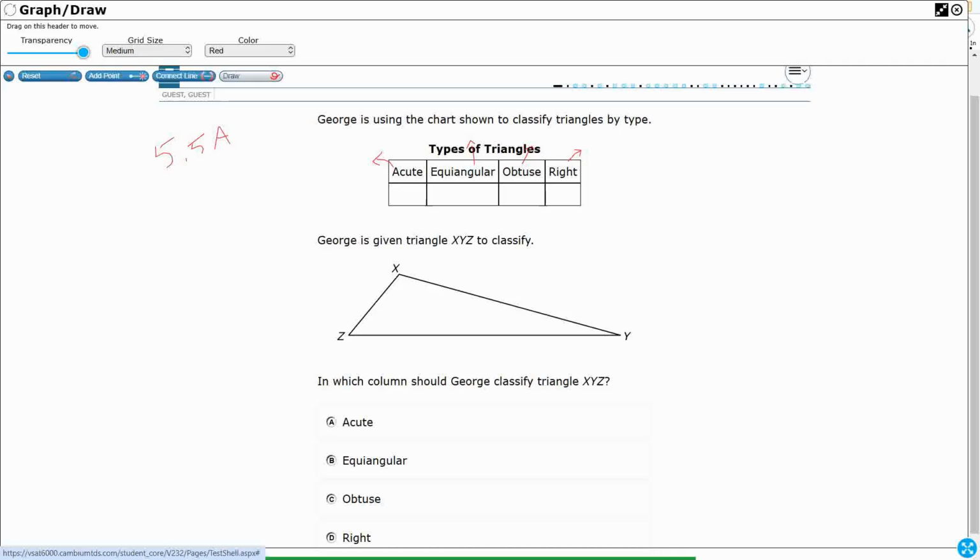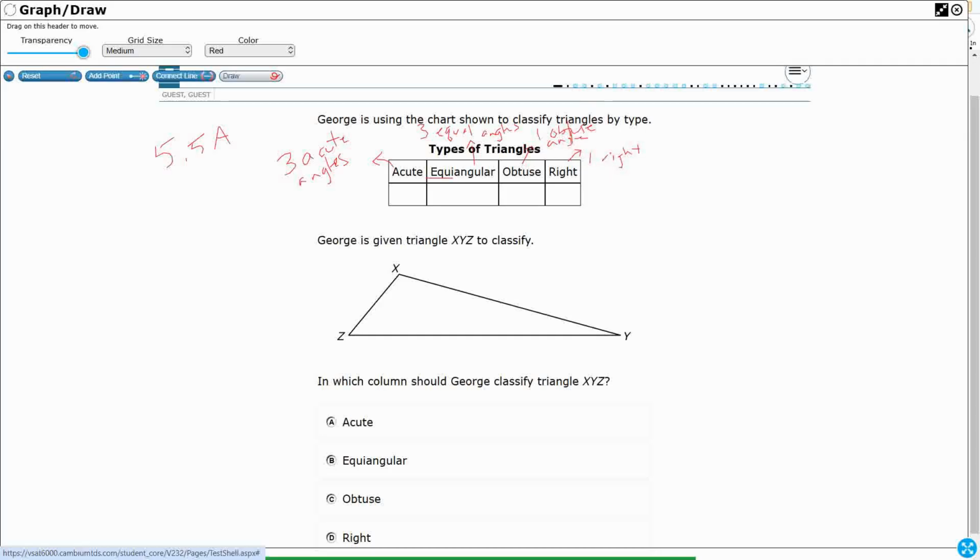So an acute triangle has 3 acute angles. Now we'll talk about what these angles are in just a moment, but let's just go through definitions. Equal angular is a term we don't use too much. Normally we'll use equilateral, but it gives you the same idea, that equa meaning equal, right? So 3 equal angles. So that's a special type of acute triangle. Obtuse has 1 obtuse angle, and then the other 2 are acute. And then the right is the same thing, 1 right.